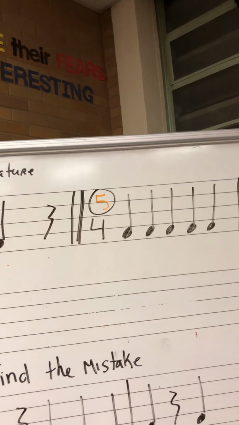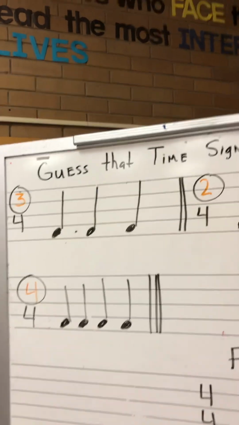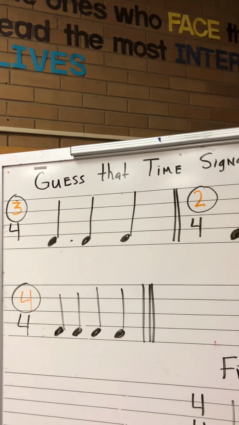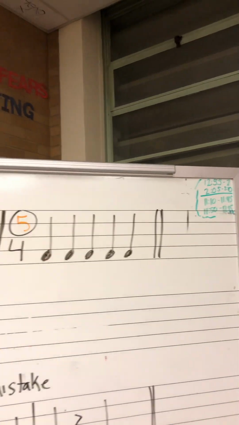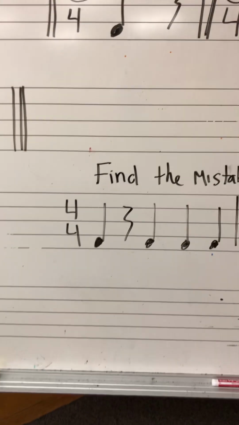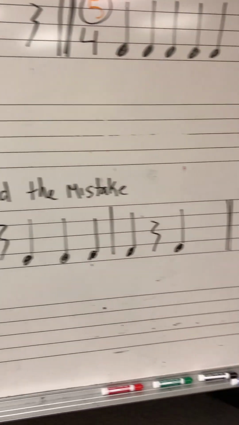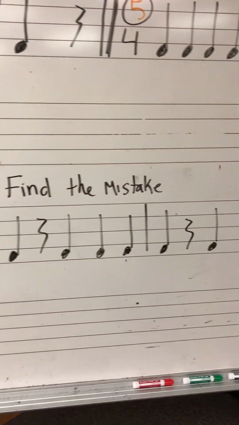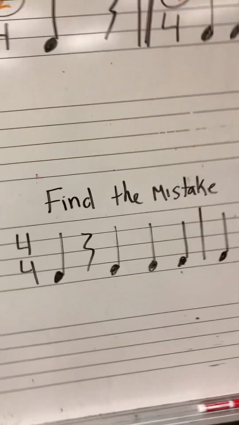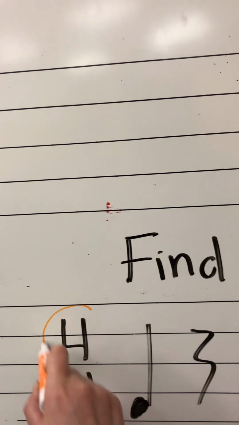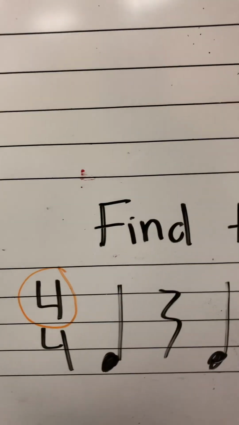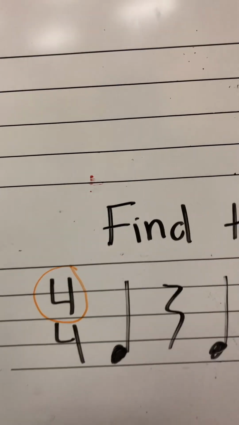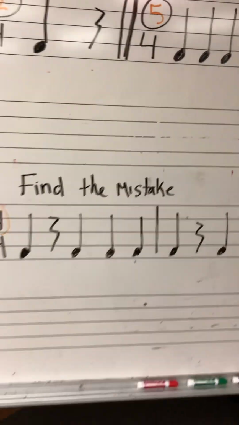Okay, I wanted to teach you that because on your worksheet, you have a little example that looks somewhat like that. The next part, I want you to find the mistake in these two measures. Remember the top number is a 4, so we're supposed to have 4 beats, no more, no less. So look at that.